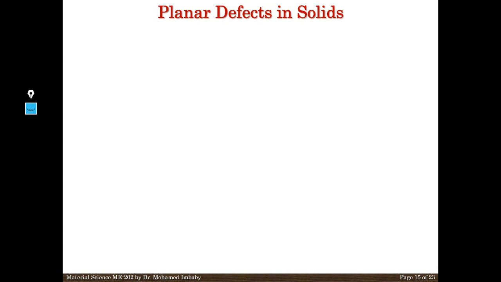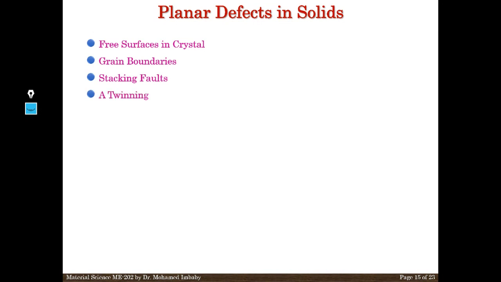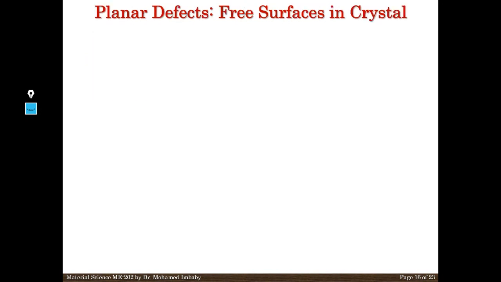Come to the planar defects. The planar defects could be a free surface in a crystal. This is the first one, and I will explain it. And grain boundary, I think I already explained it many times, but I will explain it today again. And we have a third case under the category of planar defects, which is called stacking faults. And finally, something called twinning. Let me explain one by one.